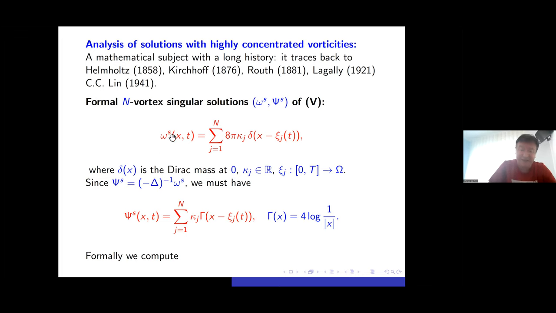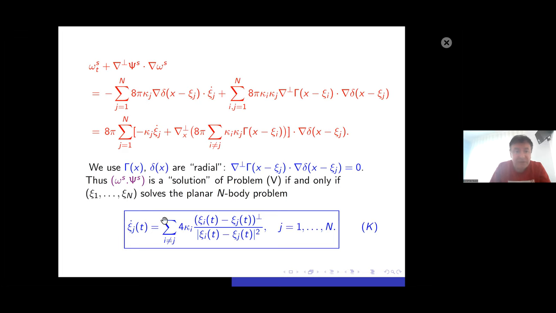I will call omega s, this stands for singular, this linear combination of Dirac deltas at a point psi j of t. And I will call psi s of x,t the corresponding fundamental solutions, combination of fundamental solutions as indicated here. Then formally, what we find is that the Euler equation is satisfied if and only if this guy up here is zero.